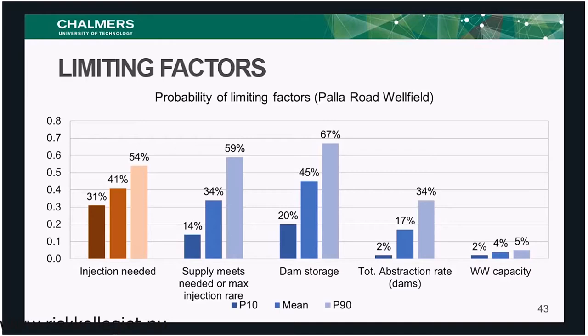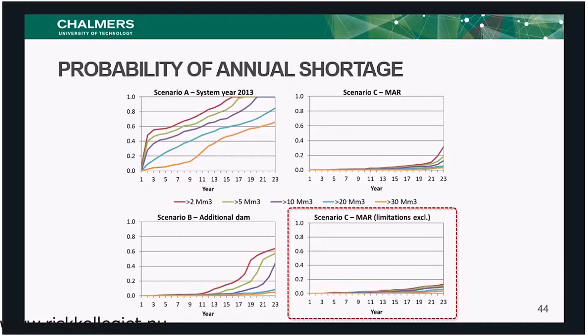So the final outcome of this is that if we do nothing, we have this situation. If we just include the dam, we will still have significant probabilities of problems and shortages. If we install the well field and the managed aquifer recharge, we will reduce the problem significantly. And if we also can take away these limiting factors, we will get down to reasonably low probabilities for problems. So I'm going to end here.